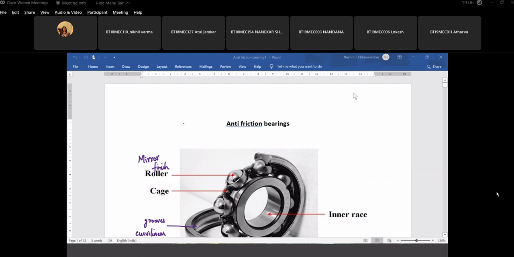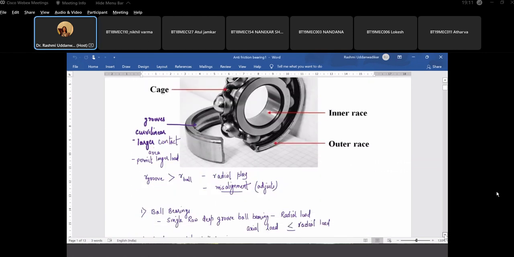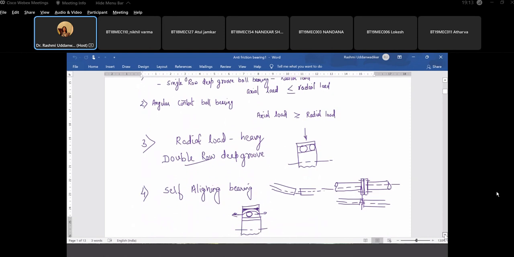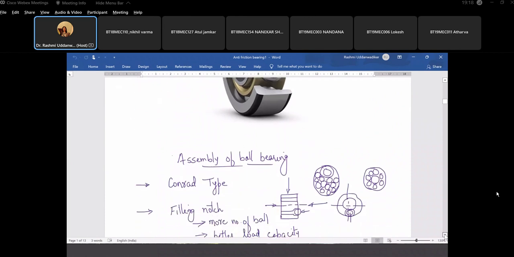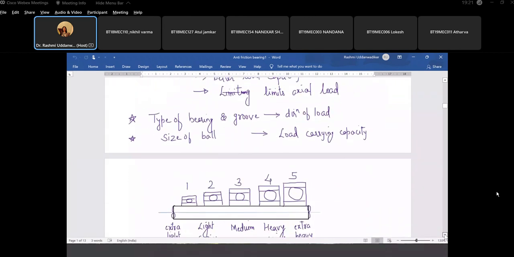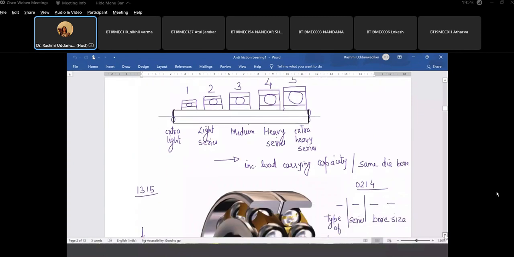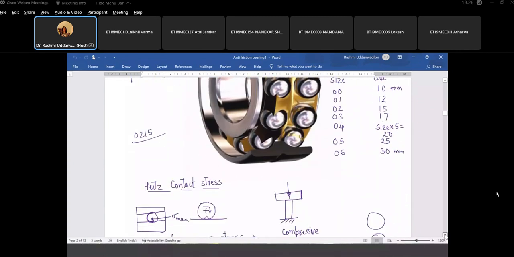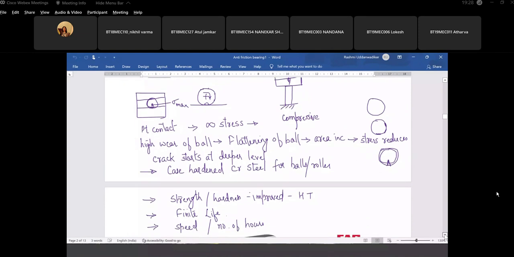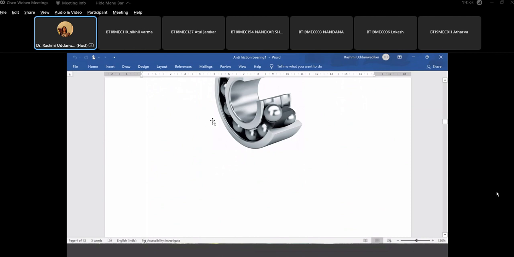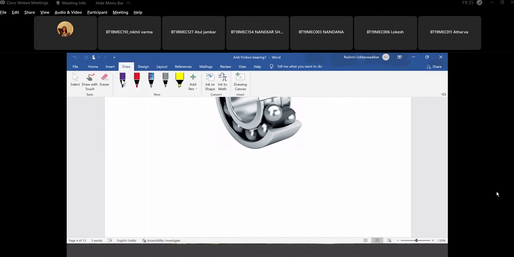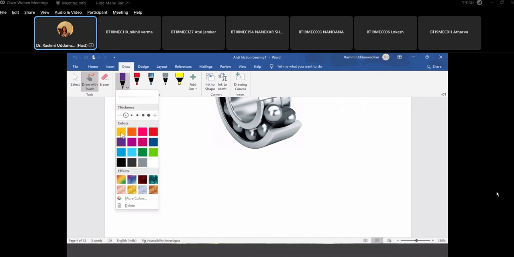Let's start our discussion today with the comparison of sliding bearing and rolling contact bearing. We have already seen different types of roller bearings. We have discussed ball bearings and their nomenclature. We discussed the Hertz contact stress. We still have to discuss the roller bearing; we have only discussed the ball bearings.